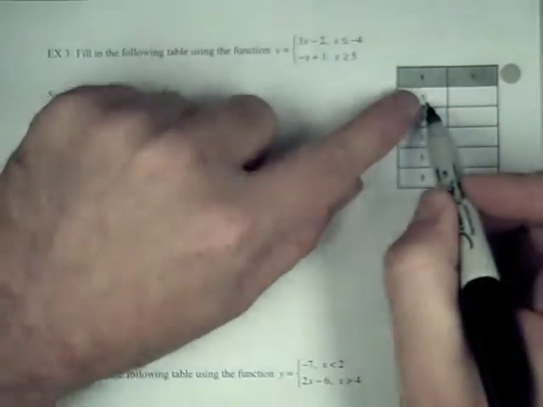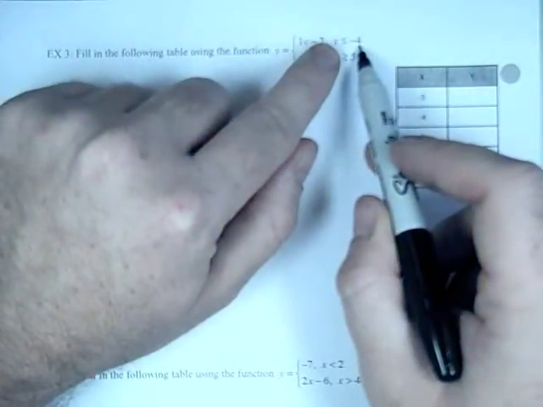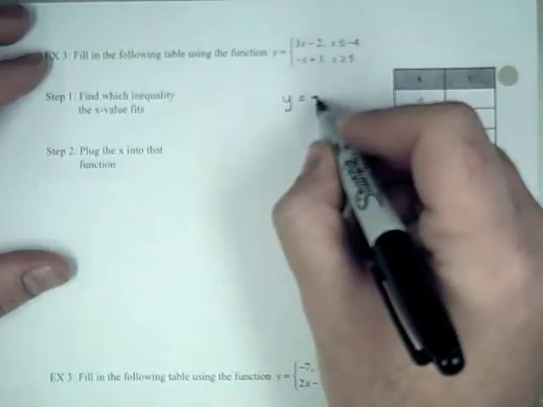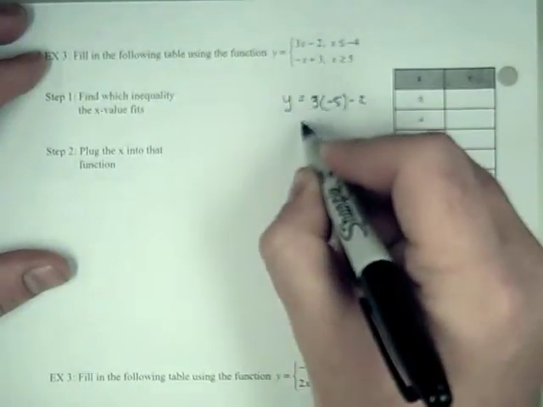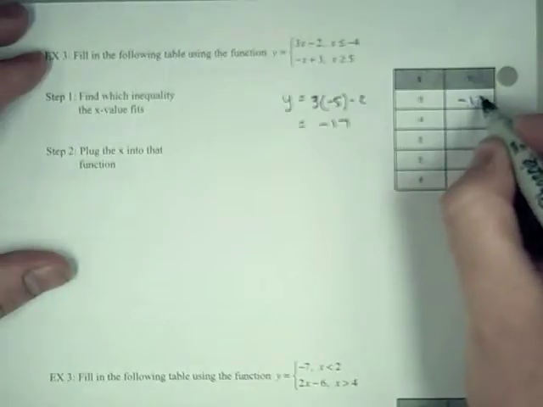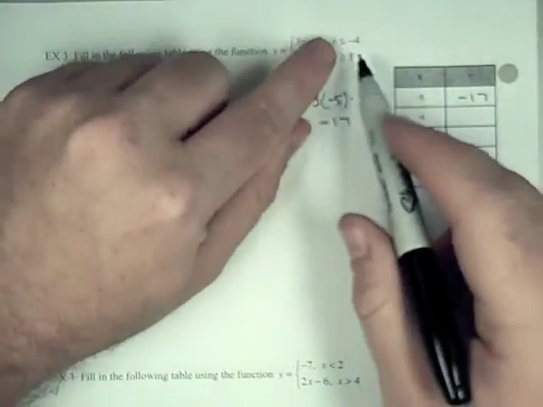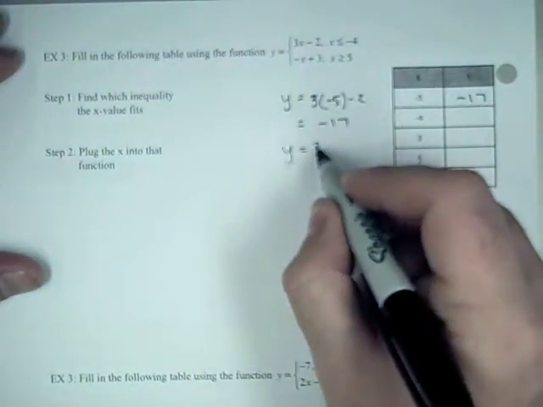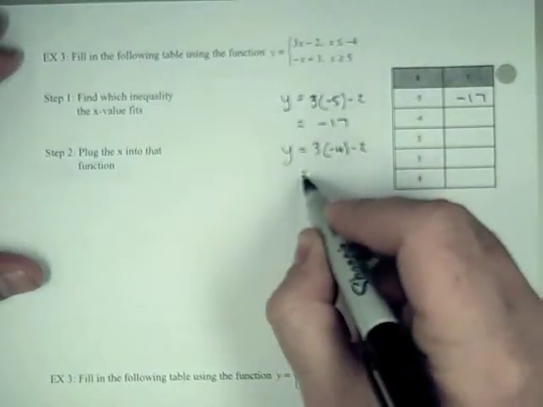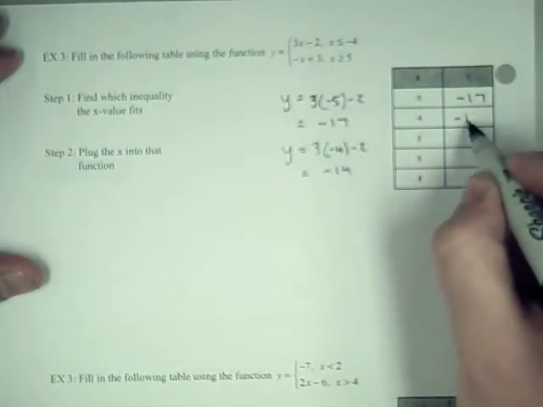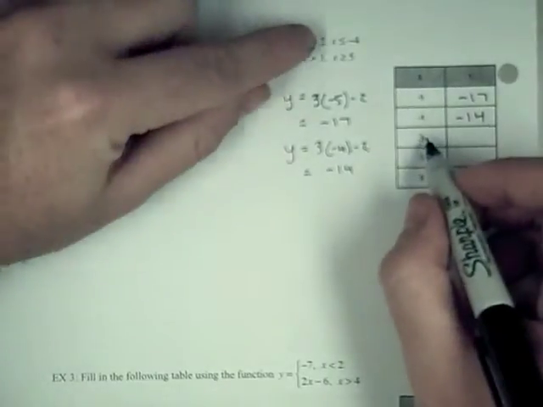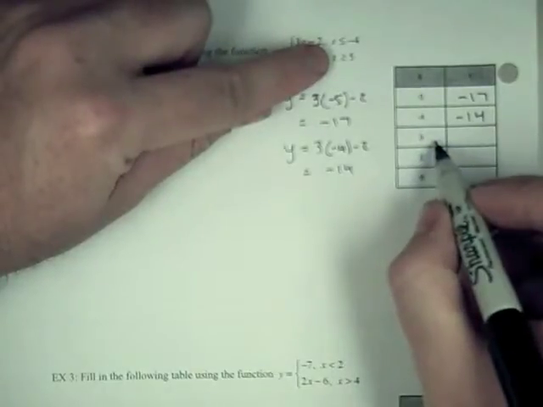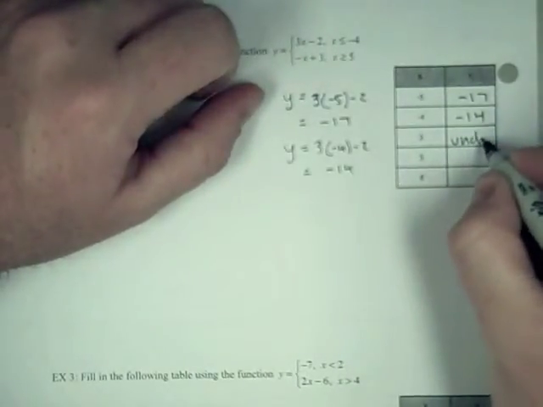So, is -5 less than or equal to -4? Yes. So take that, plug it into this top equation. y equals 3 times -5 minus 2, which is -17. Try -4. Is -4 less than or equal to -4? Yes, it is. So plug it into that function. 3 times -4 minus 2 is -14. Try 3. Is 3 less than or equal to -4? No. Is 3 greater than or equal to 5? No. So this is undefined.